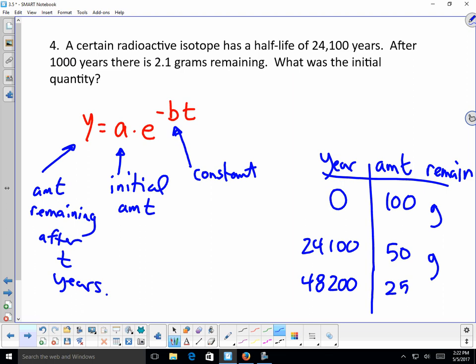Will we ever be down to 0 grams? No. Will there ever be no plutonium or whatever it was left in Chernobyl? No. It's never going to be down to 0. Why is that? Because you keep just taking half. You keep taking half, you're never going to get to actually 0, right? You're going to get to some decimal answers or fractions.